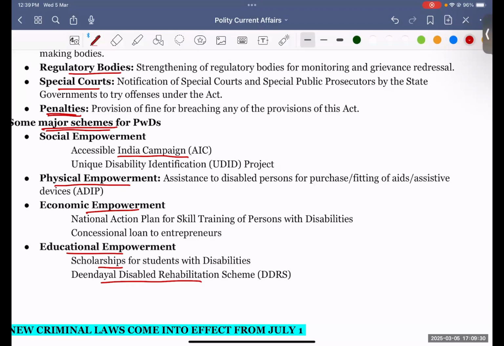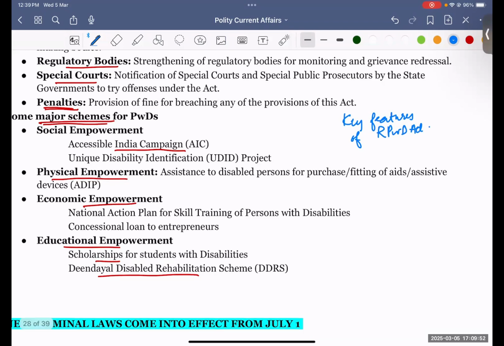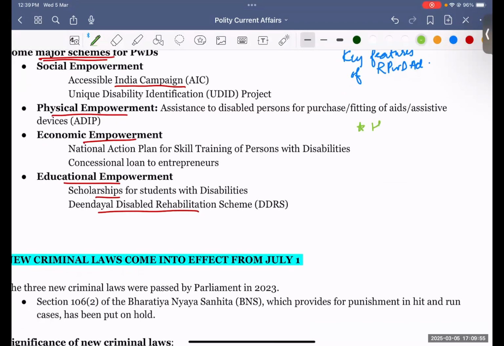So why is it important? Because UPSC asks about welfare acts for vulnerable groups. Okay, and in 2018 also they had asked about the key features of the RPWD Act. Okay, so you could get this particular question as how many disabilities are recognized under the RPWD Act. So the answer to this is 21 disabilities.